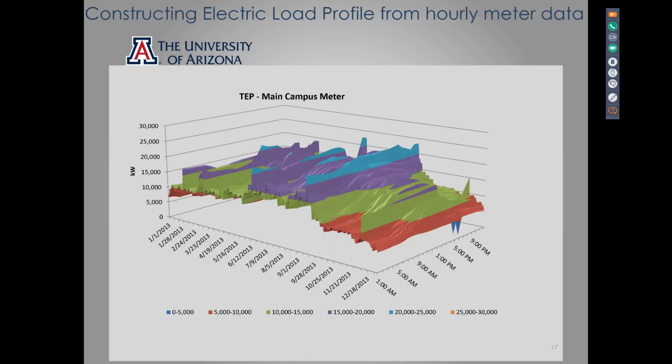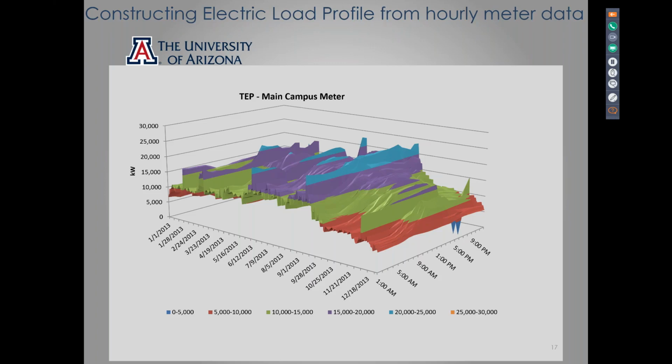Okay, so once we've got a good set of data, I'll just go quickly through this. It's kind of an interesting way of presenting the data. This is every hour of the year plotted on a three-dimensional graph from the main electric substation. This is the data we get from when we buy the power from Tucson Electric Power. So you can see on there, the actual surface itself is kind of like the instantaneous demand.